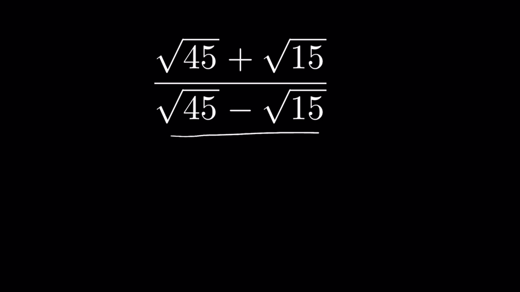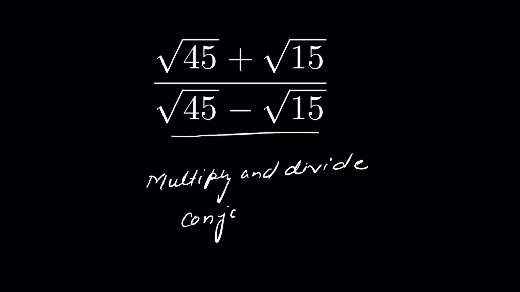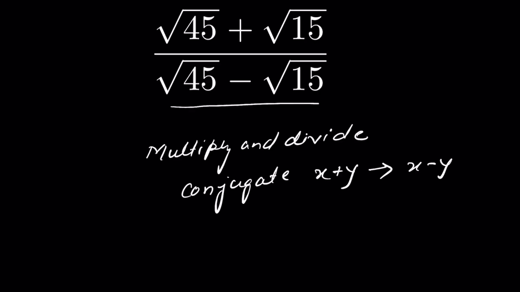To rationalize the denominator, what do we do? We multiply and divide it by the conjugate of the denominator. Conjugate means if x plus y is in the denominator, its conjugate will be x minus y. This method is used to rationalize the denominator, because when we multiply and divide it by the same number, the fraction won't change and the denominator becomes a rational number.